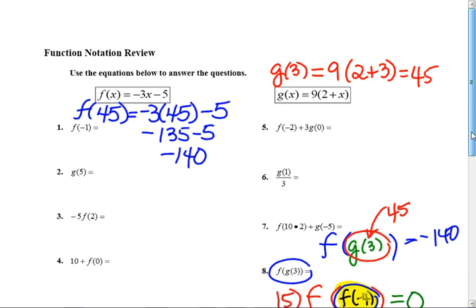Yep. First you had to find g of 3, and that output became your input over here. Yeah, we haven't seen anything like that. So that's new. I would assume you're going to see it again.